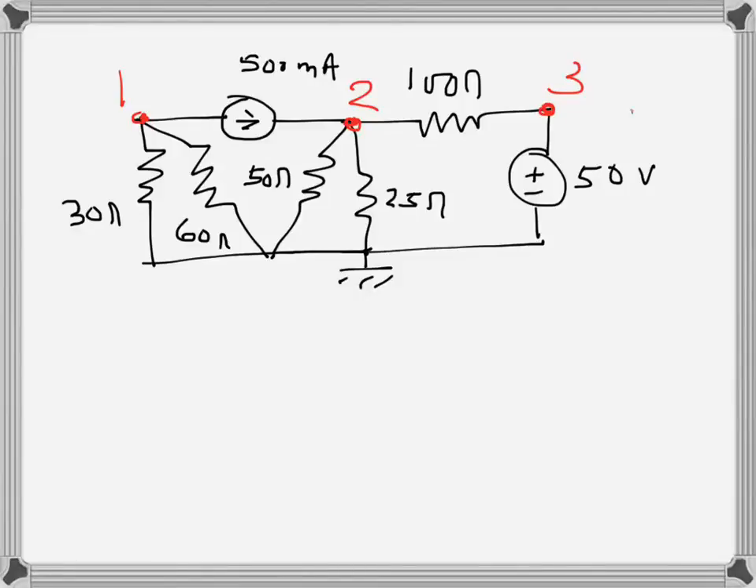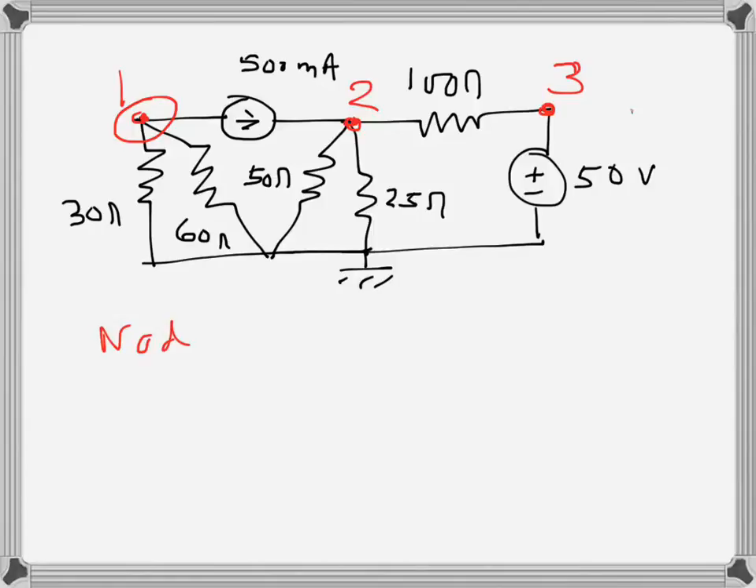We need to find the voltages at node 1, 2 and 3 as marked in the circuit, and we will use the node voltage method for the purpose. So first I will write the nodal equation, that is the KCL equation at node 1.